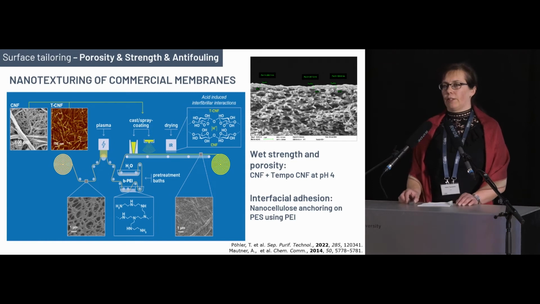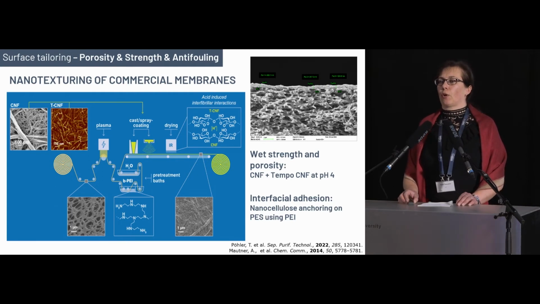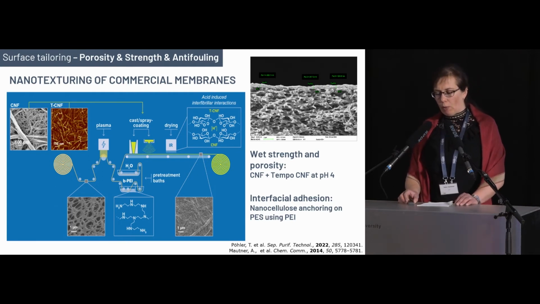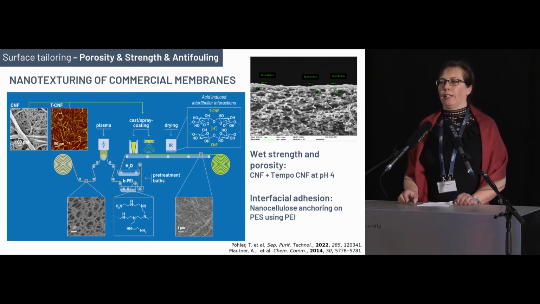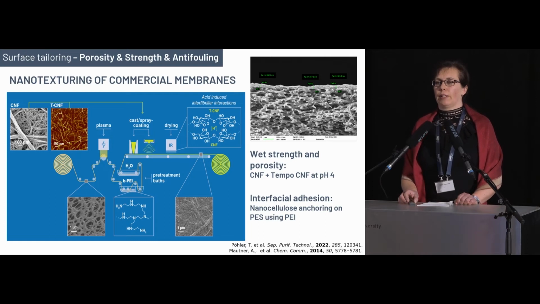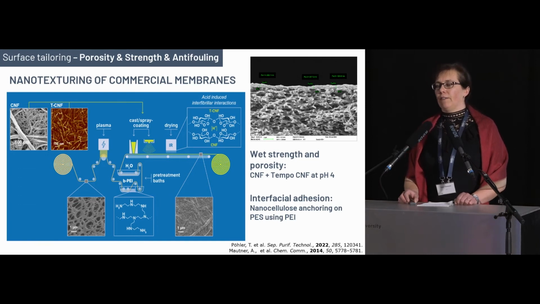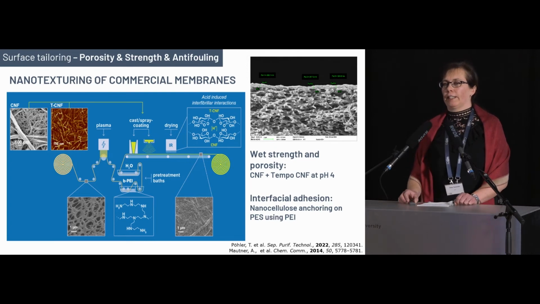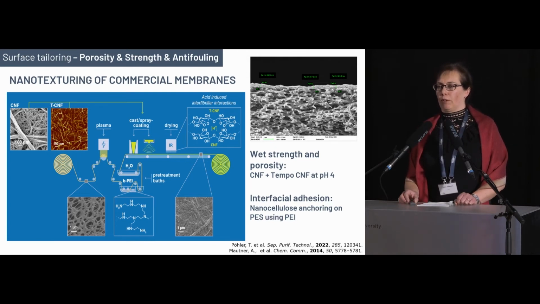This is the latest example where we have textured commercial polyether sulfone membranes by using a combination of two nanofibrillar grades. The idea is, can we tune the porosity and strength of the membrane surface coating material by selecting this type of combo of cellulose nanofibrils?